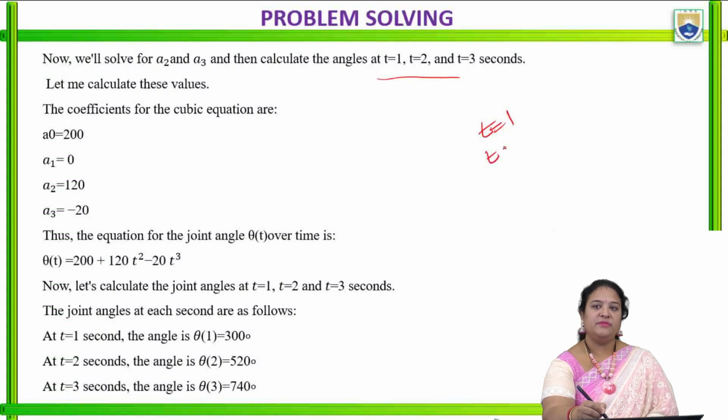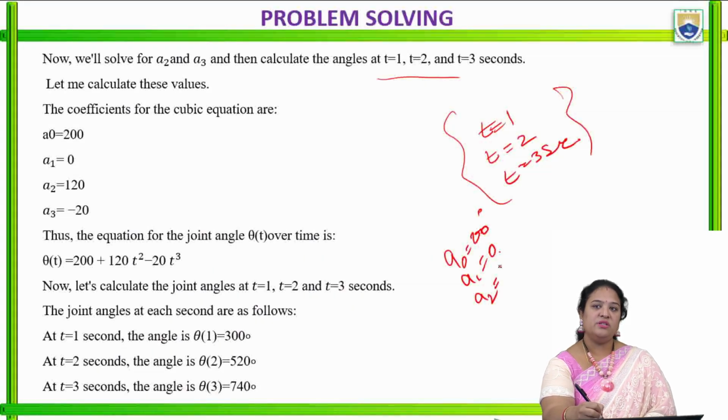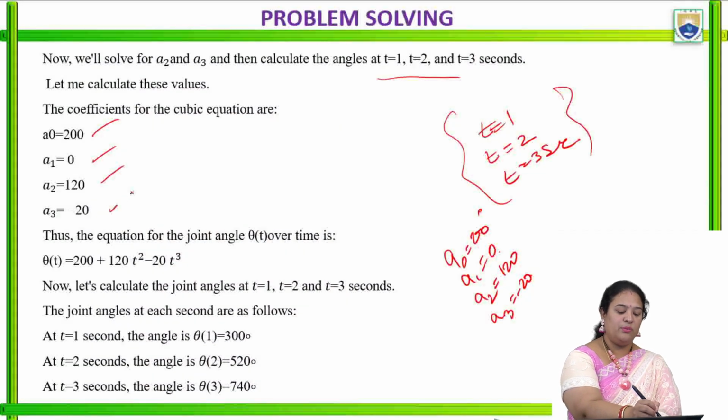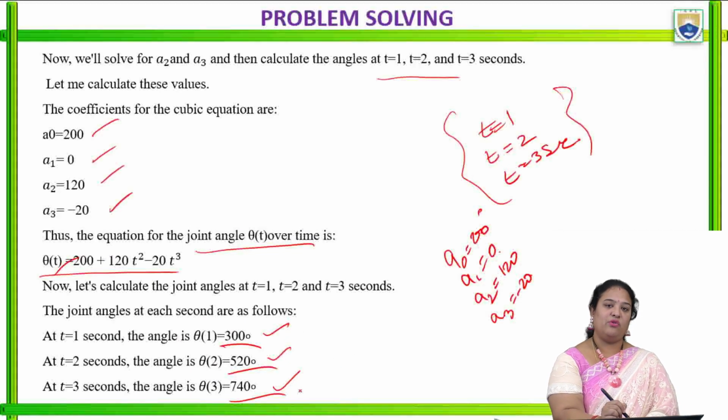t equal to 1, t equal to 2 and t equal to 3 seconds. Now a0 is equal to 200 degrees, a1 is equal to 0, a2 is equal to 120 and a3 is equal to minus 20. That is, the coefficients for the cubic equation are 200, 0, 120 and minus 20. Now what is the joint angle equation we have? Theta of t is equal to 200 plus 120 t squared minus 20 t cubed. That is, at t equal to 1, 2 and 3 seconds, what are we getting? Theta of 300 degrees, 520 degrees and 740 degrees.